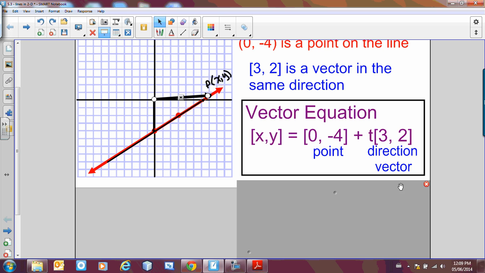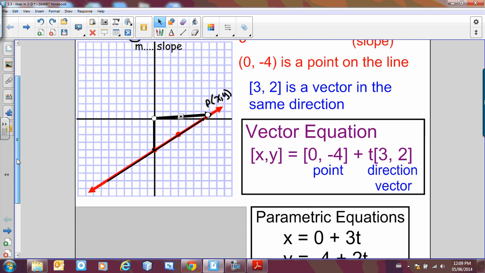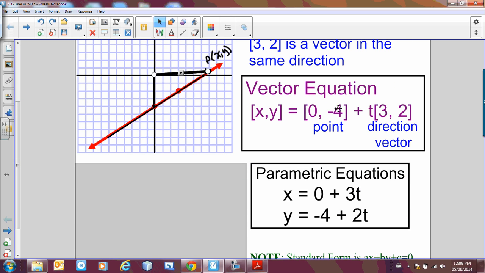So that's the vector equation. We do have a couple of other forms of equation that we'll see, but really they're variations of the existing vector equation. If we look at this one, this is actually work that we've done, we just didn't talk about it in terms of lines.